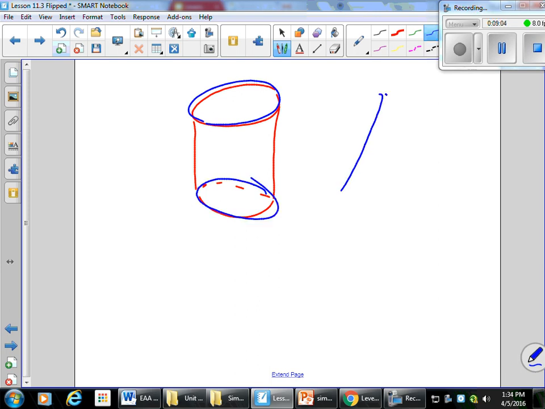Another thing to mention on a cone. A cone also has an edge. It has one edge. It also has an apex. Okay, so hopefully this helped.